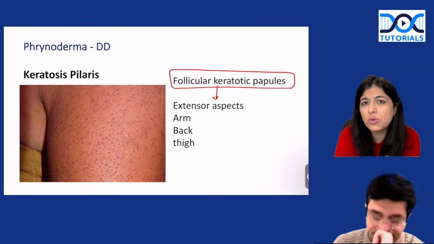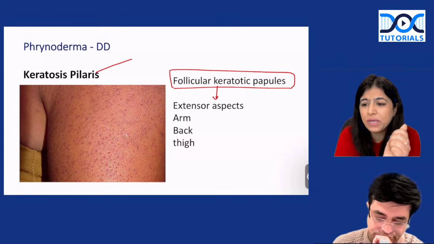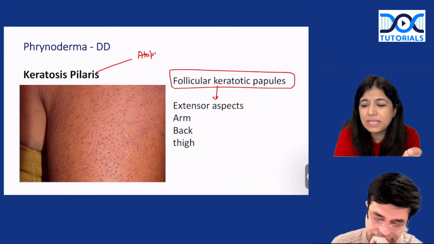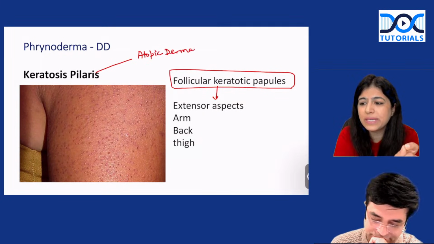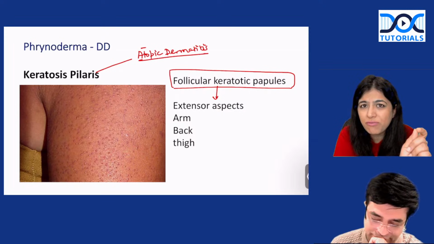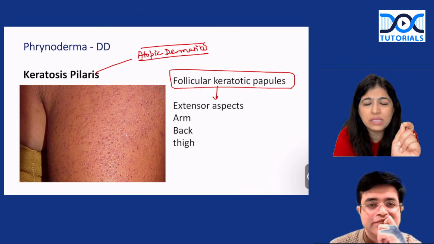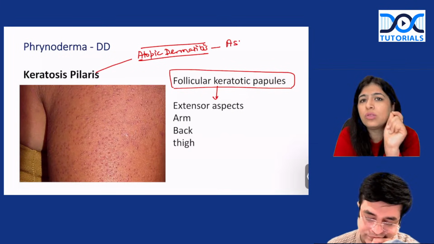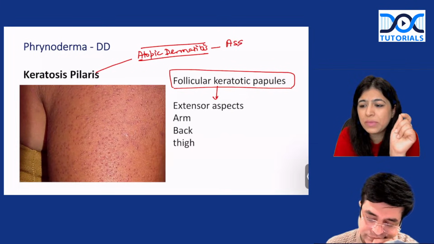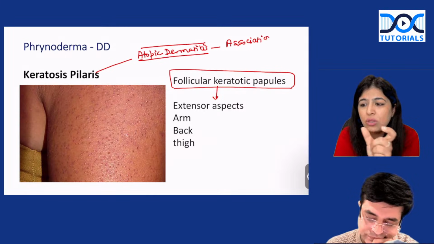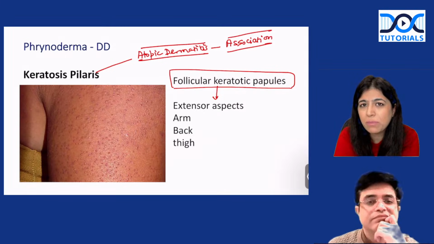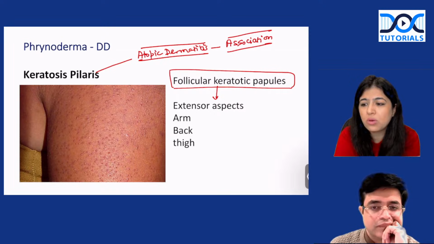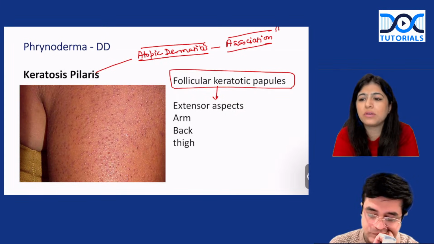In terms of another MCQ, you will read this is associated with atopic dermatitis. So association of KP is with atopic dermatitis. It is a common finding on the arms, thighs, and the back. It is nowhere related to malnutrition. It will not respond to vitamin supplementation. So even though the description of follicular keratotic papules remains the same, all other things are different.